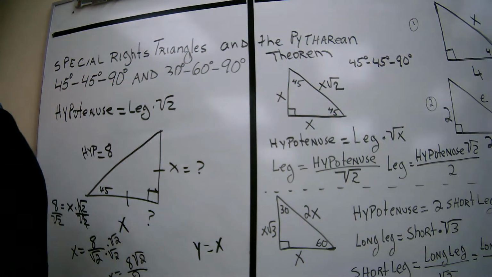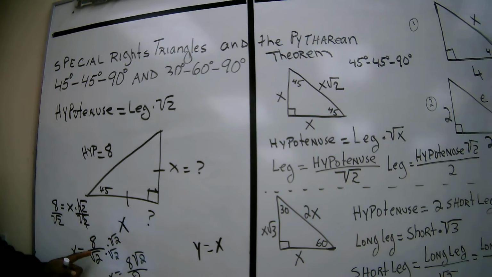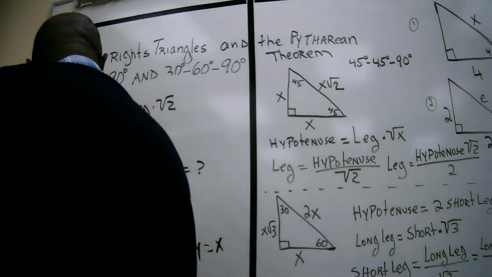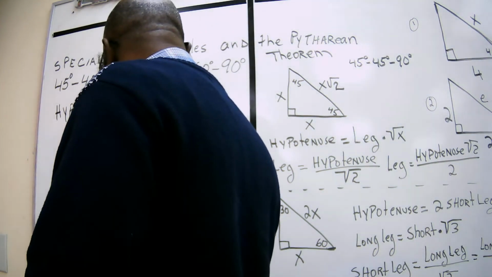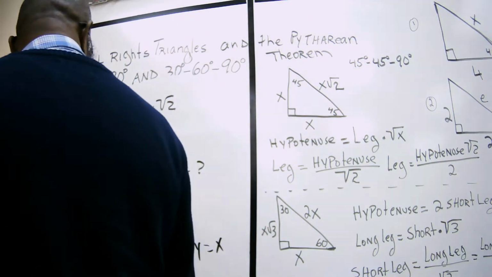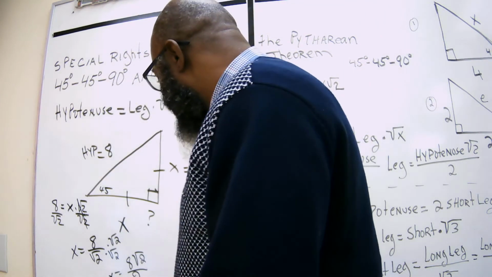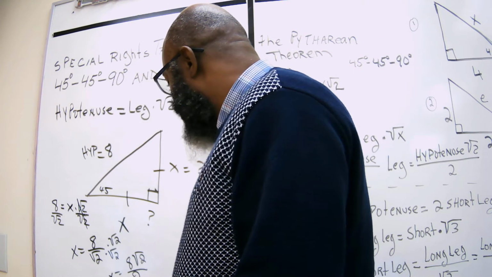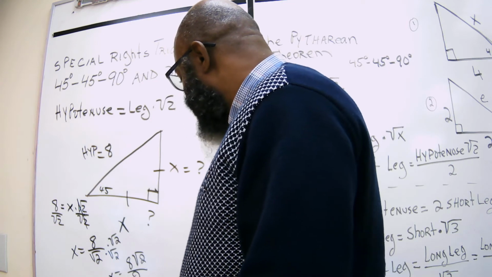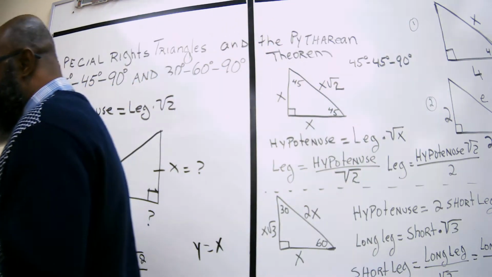However, you have to simplify that. As you can see, 8 is divisible by 2. 2 goes into 8 4 times. Then you end up with x is equal to 4 square root of 2. And remember x is equal to y. Therefore y is equal to 4 square root of 2. You're done with this problem.